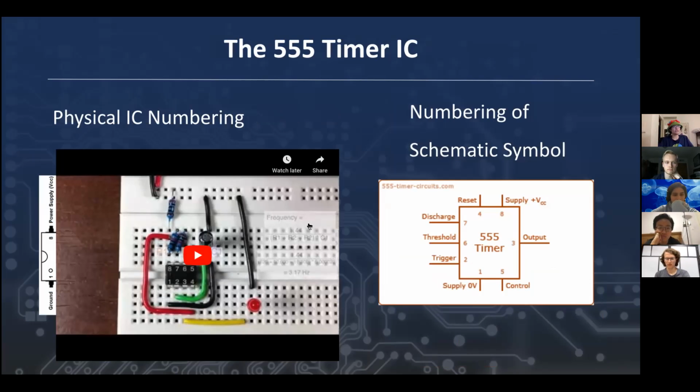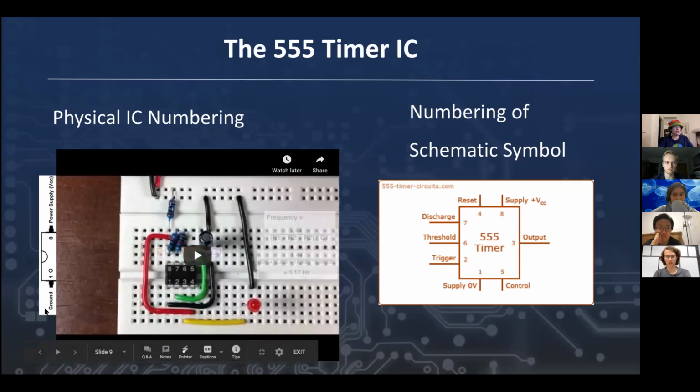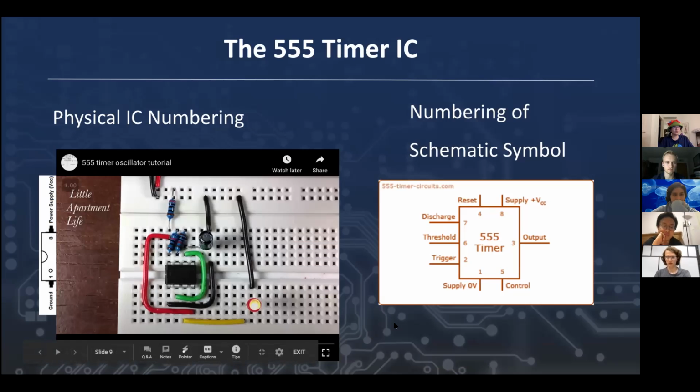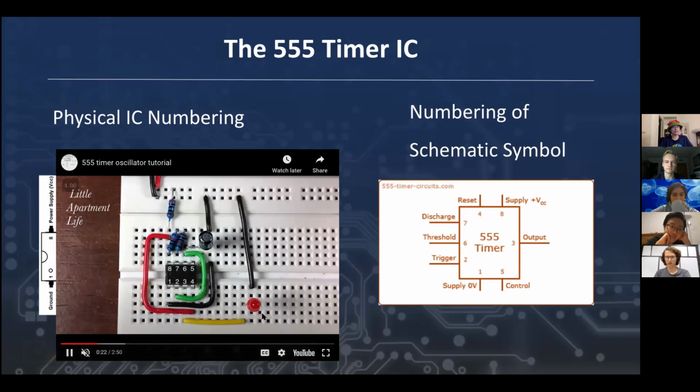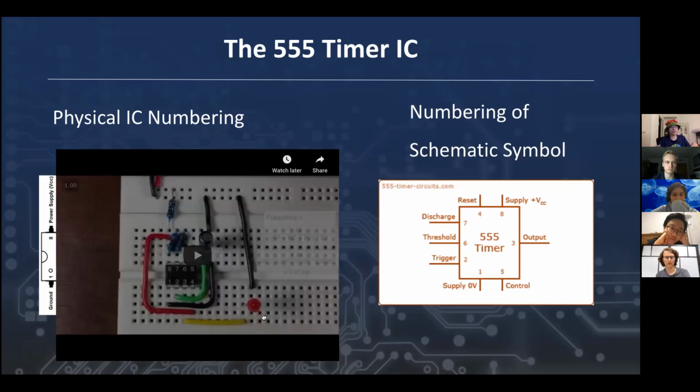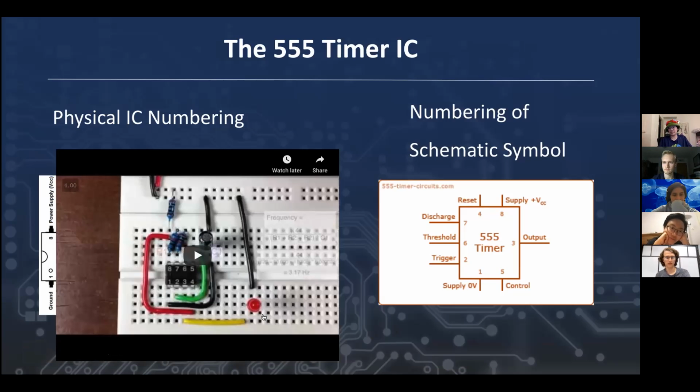And so, like I mentioned before, the numbering of the schematic symbol might be different from your actual physical IC numbering. I have a short video of what the 555 timer might look like. Hope it loads. So it's letting an LED blink, because a 555 timer can be an oscillator, a pulse generator for the LED.